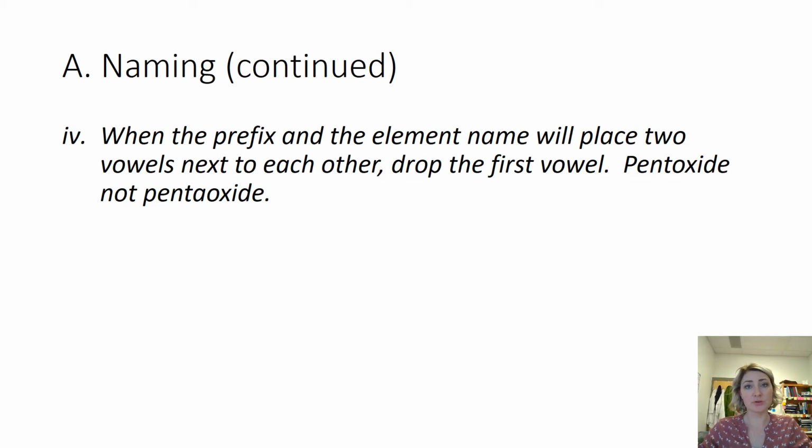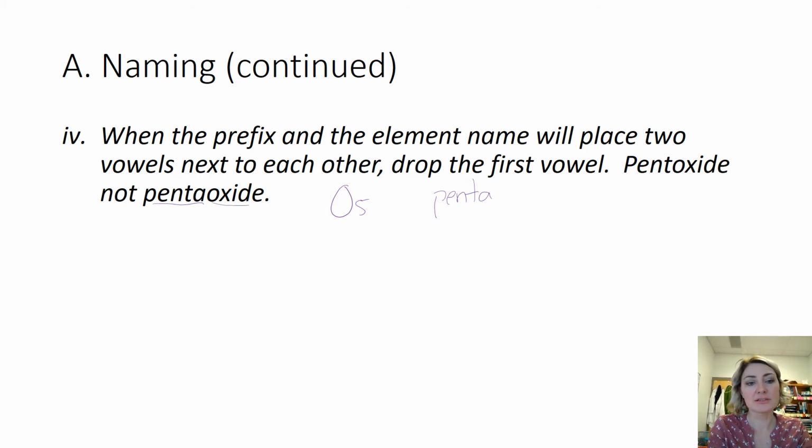Sometimes when you're using your prefixes, you may have 2 vowels that are going to wind up right next to each other in a name, and it becomes kind of awkward to say it. So when your prefix and the element name place 2 vowels next to each other, you're going to drop the first vowel. So for example, let's just say I had 5 oxygens, I would say penta. Okay, just like you see here, penta, and then oxide.